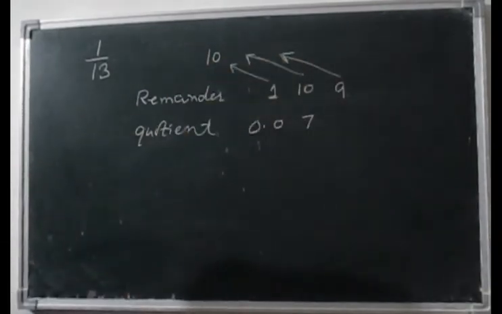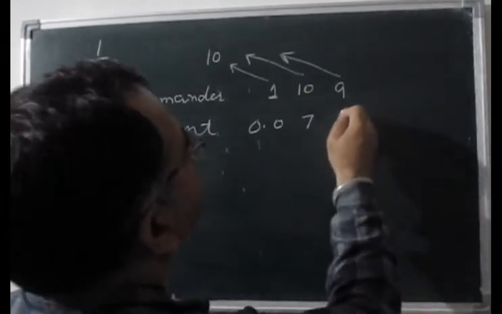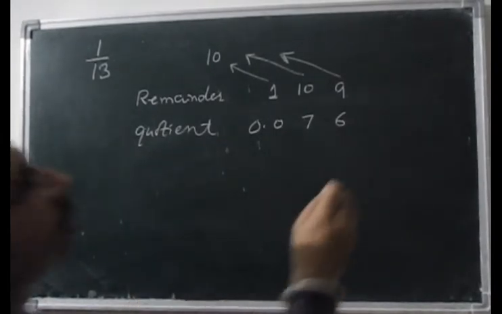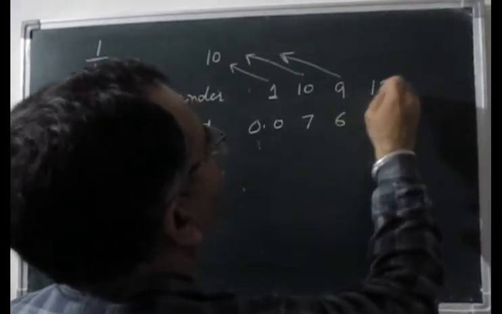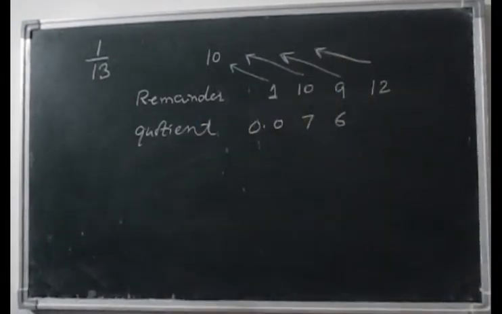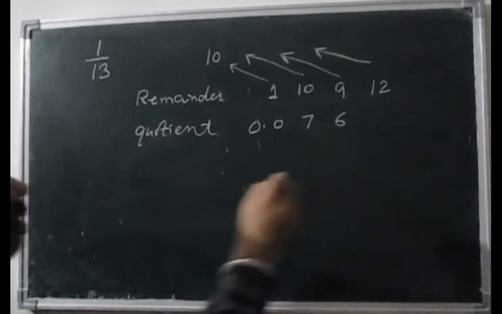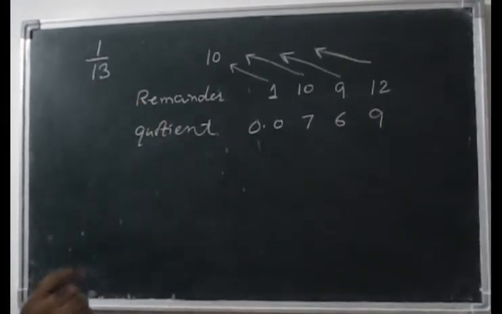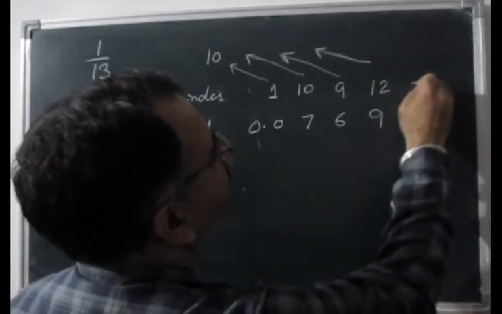So 9 tens are 90. So 13 sixes are 78, and 90 minus 78 is 12. Now multiply 12 by 10, 120. 13 nines are 117. So 120 minus 117 is 3.